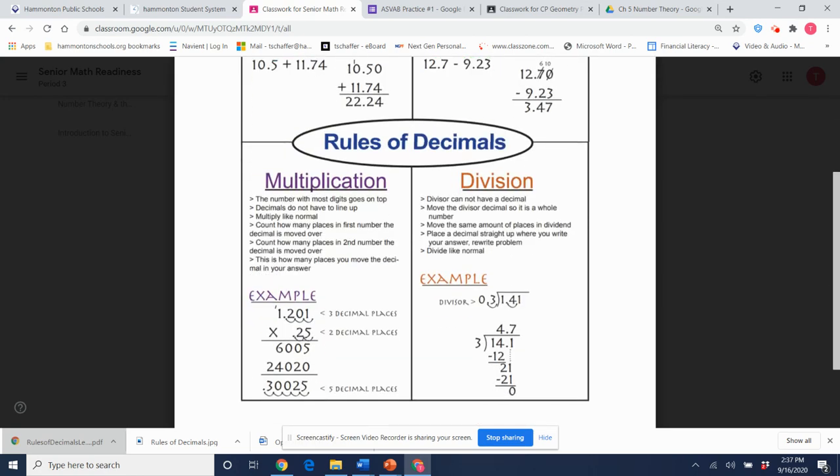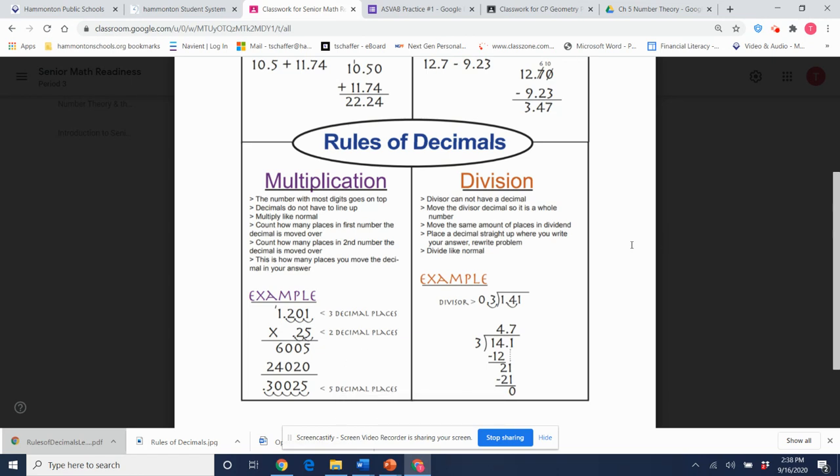Okay, so multiplication. Multiplication, the number with the most digits goes on top because you kind of ignore those decimals. So decimals do not line up. So you would kind of think about doing this as 1,201 times 25. You would do your normal multiplication. Then you would count how many places in the first number the decimals moved over and how many places in the second number. So you would add them up total. So there would be 1, 2, 3, 4, 5. And then when you have your final answer, you would move that decimal over 1, 2, 3, 4, 5. And your answer would be 0.30025.